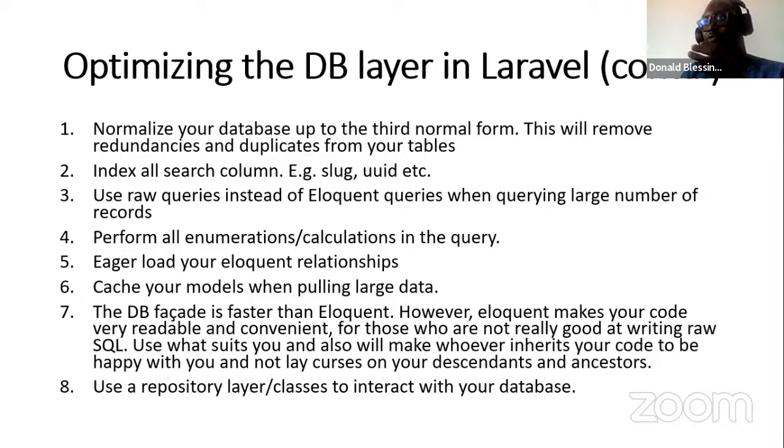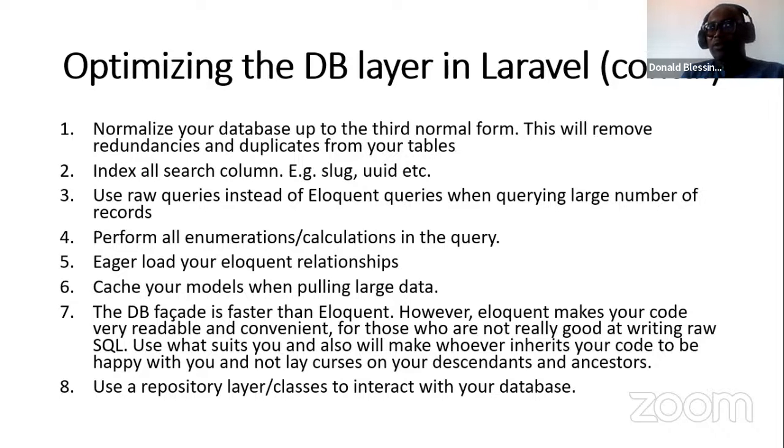In other words, no two tables should be containing the same data. And also, tables are linked properly. Number two step of optimization is to index all search columns. If you are going to use your slug for searching, make it an index. If you are going to use UUID for searching, make it an index. If you are using the title column as well, make it an index. Most times we use the created at and the updated at to search our database tables. It is advisable you make it an index during your migration.